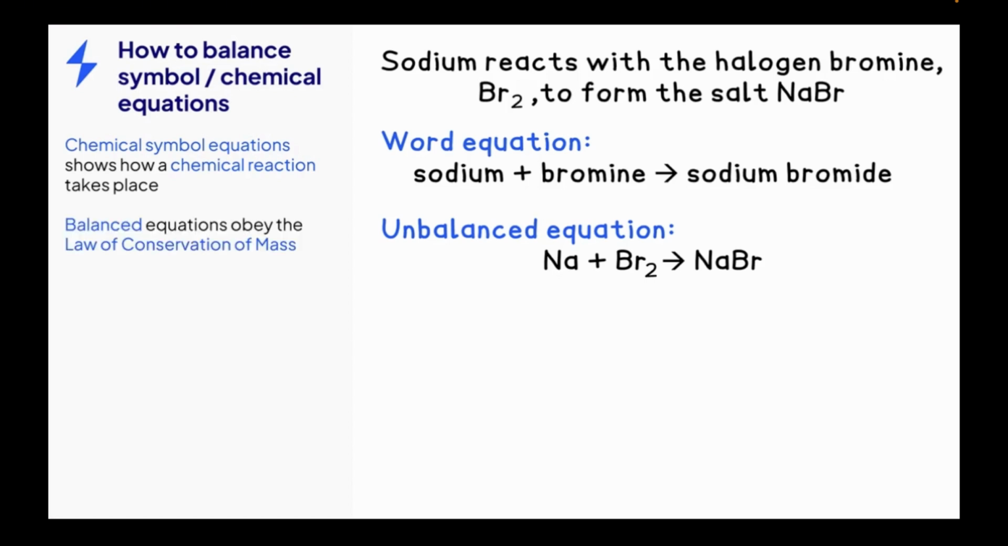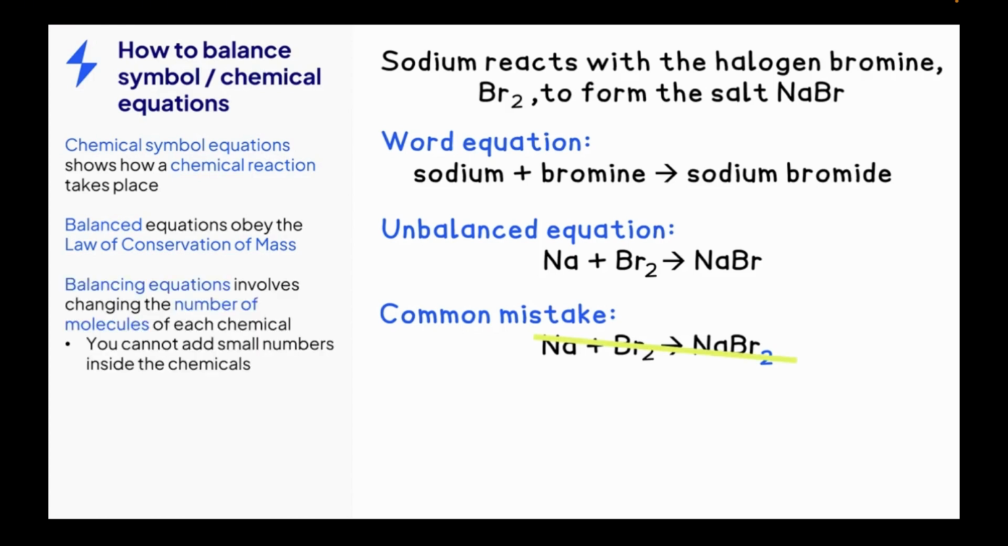Chemical symbol equations should have the same number of each atom on either side of the equation. A common mistake when balancing equations, like this one, is to put a small 2 on the NaBr, but this changes the chemical and is incorrect. You can only put big numbers in front of the chemicals to change the number of molecules. So, to correctly balance the equation, you should consider the amount of each chemical. It can help to draw out the chemicals.